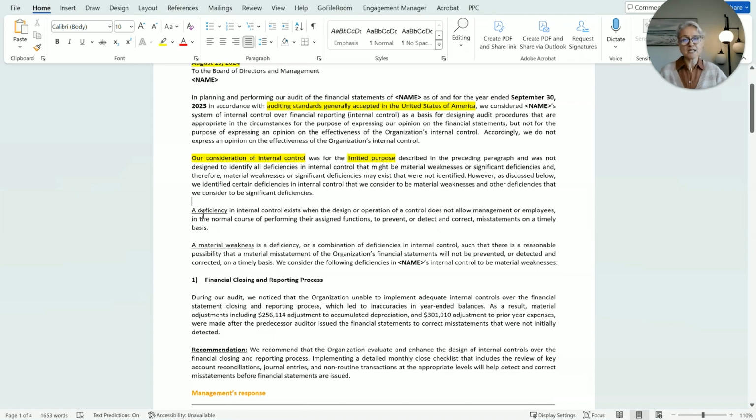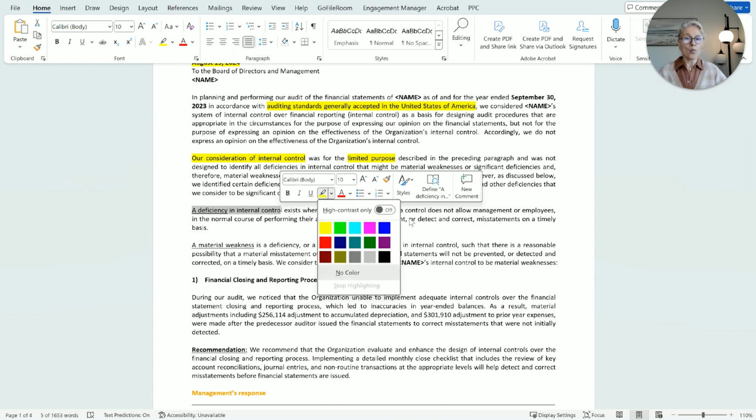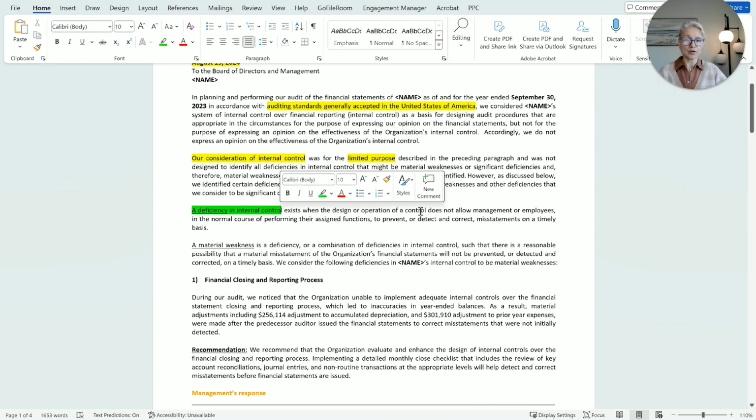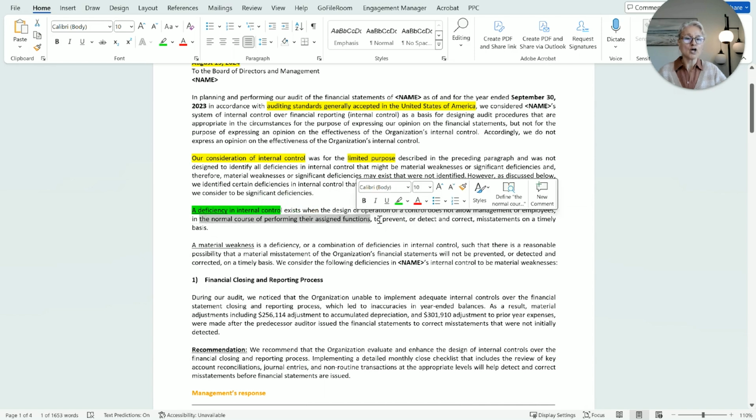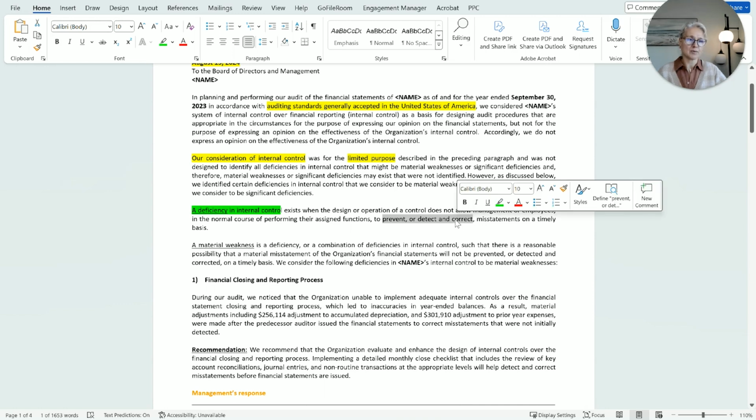And we explain it to the management. What is a deficiency? A deficiency in internal control exists when the design or operation of a control does not allow management or employees, in the normal course of performing their assigned functions, to prevent, detect, and correct any misstatement. So a good system of internal control will allow you to locate a mistake and fix it.